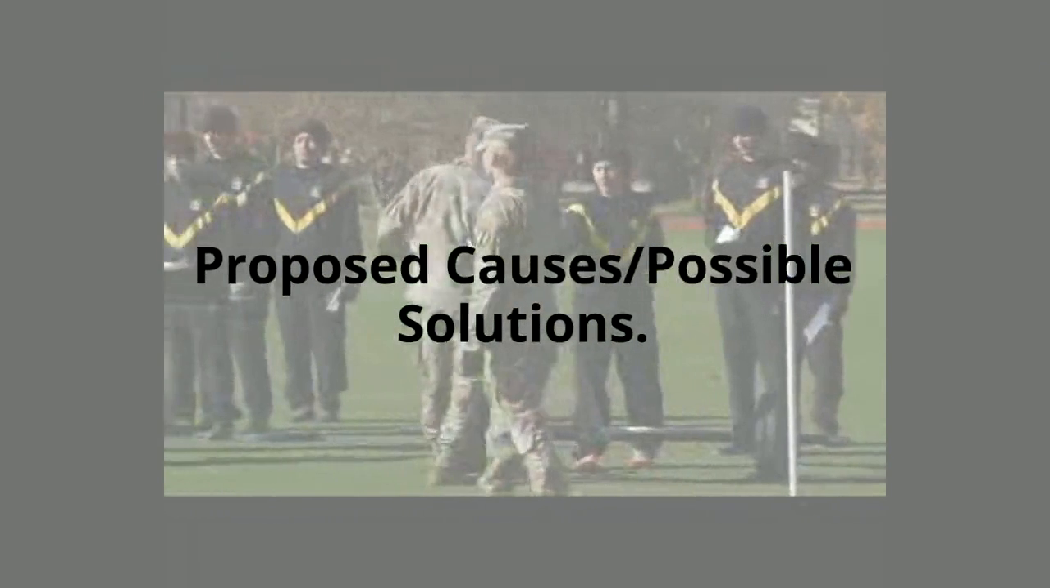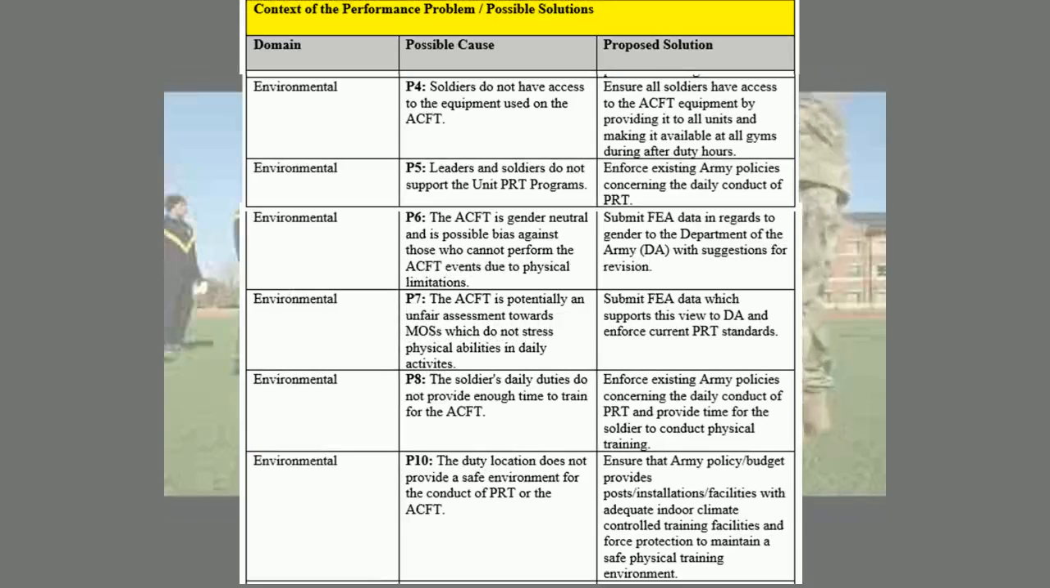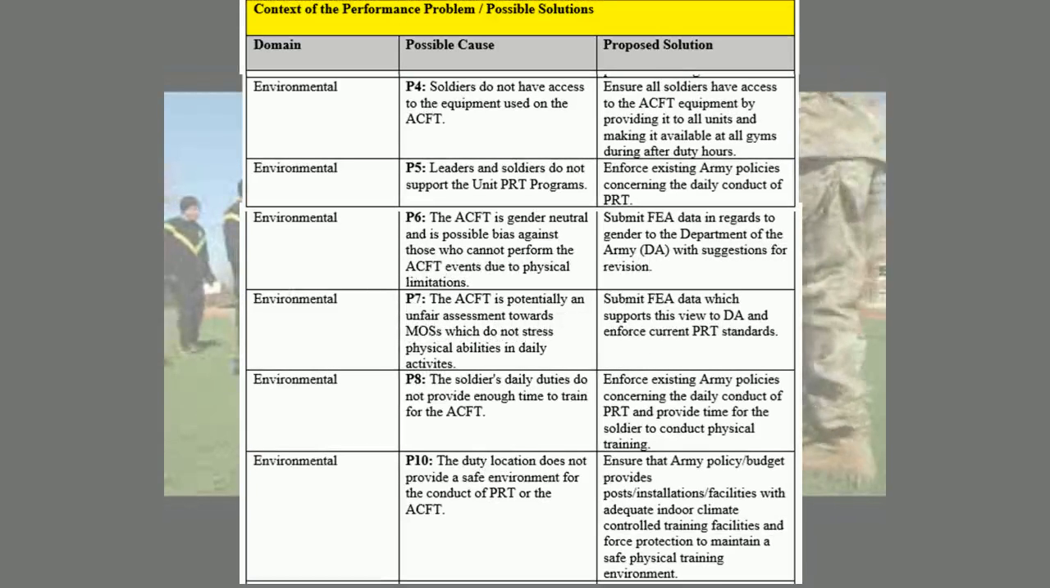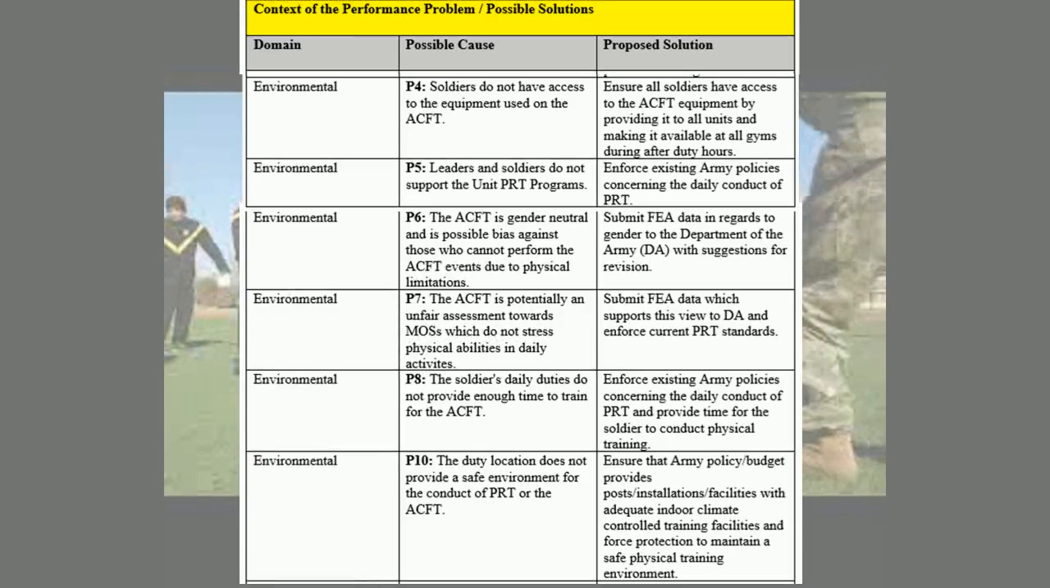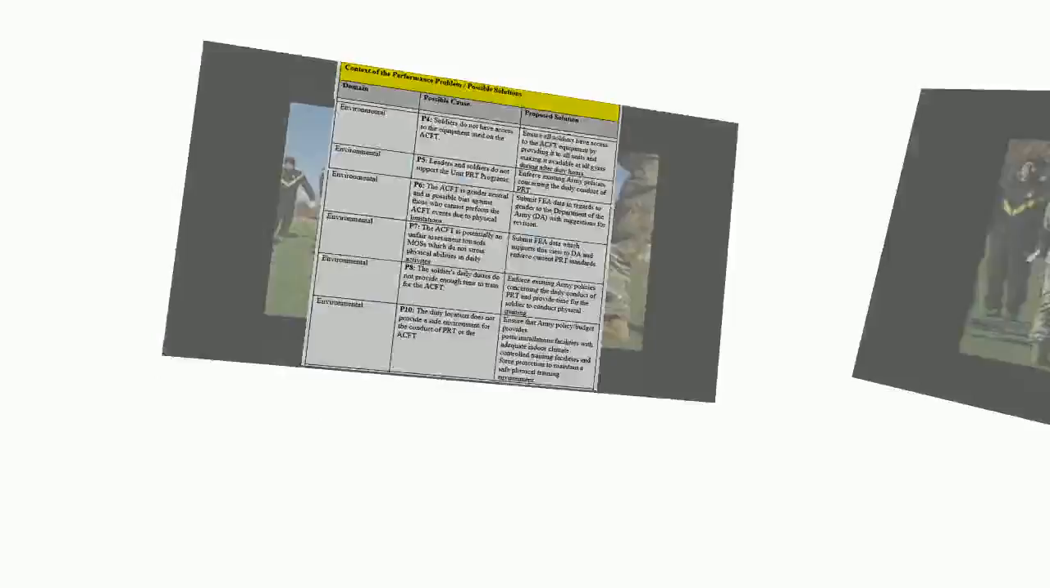There are 6 proposed problems and solutions in the environmental domain. They range from soldiers not having the equipment to practice the ACFT, to leaders and soldiers not supporting unit PRT programs, to biases against gender and MOS. Duty schedules and duty locations may also affect the performance gap.